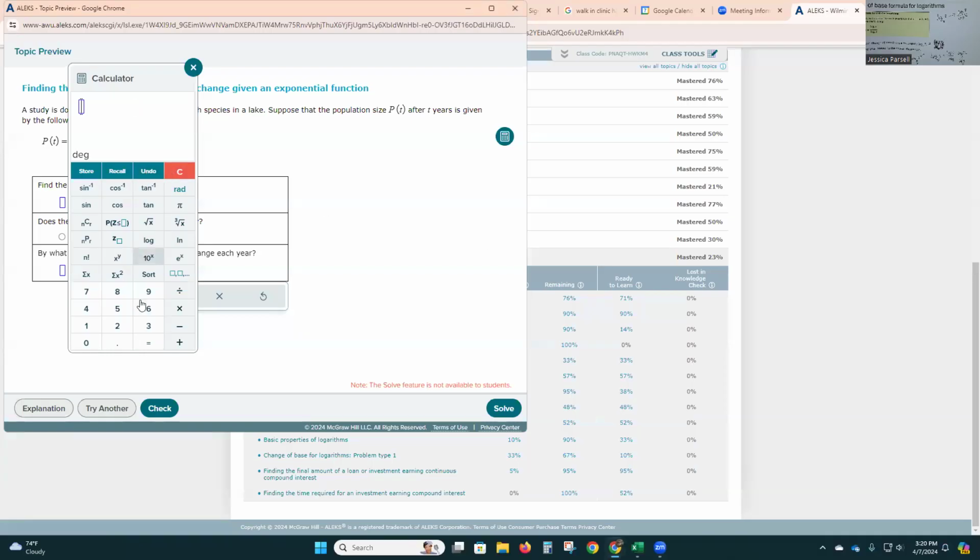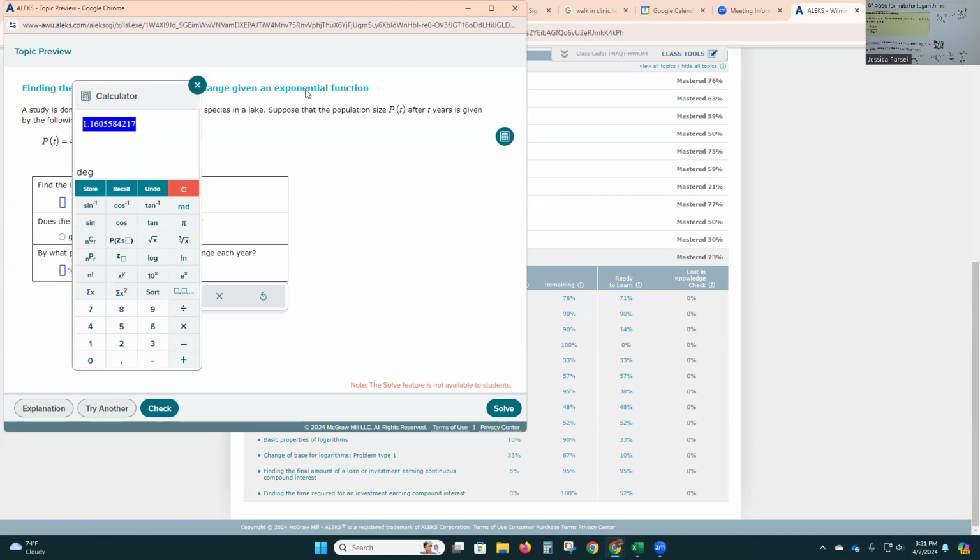Okay, so I'm going to clear this out. And again, I'm going to do log of 8. I'm going to hit the equal sign. I'm going to hit the division by log of 6 and then hit the equal sign. So 1.161-ish. Okay. So just be careful using this calculator.